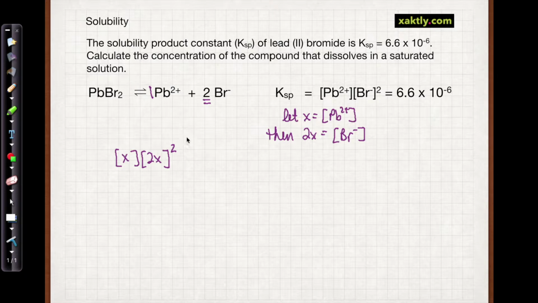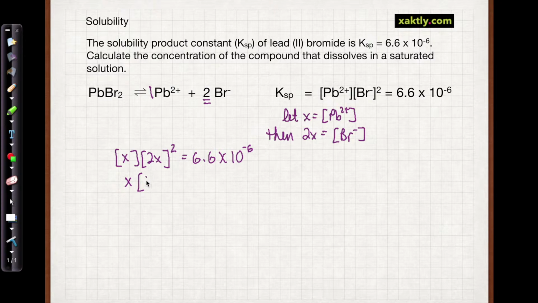Now don't forget the square here. That's important. Sometimes this is a little counterintuitive. You have the 2x and you also have the square. It seems like you're sort of doubling up on things, but you're really just following the mathematics. There's twice as much bromide ion as lead ion, and the KSP expression says that that quantity has to be squared. Now we can just do a couple quick algebra steps.